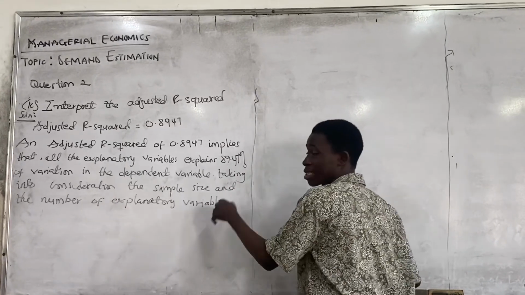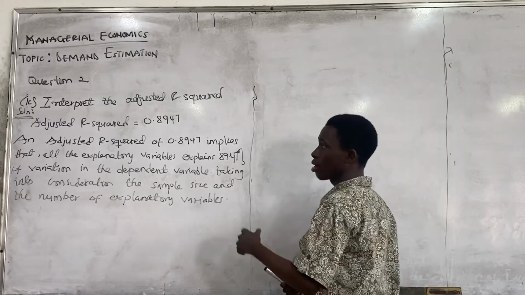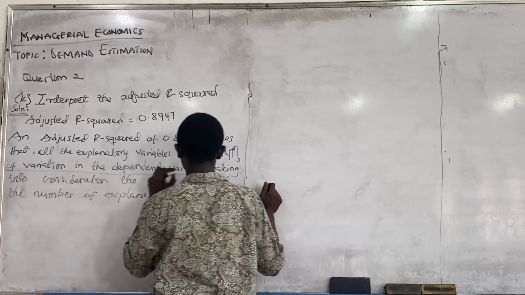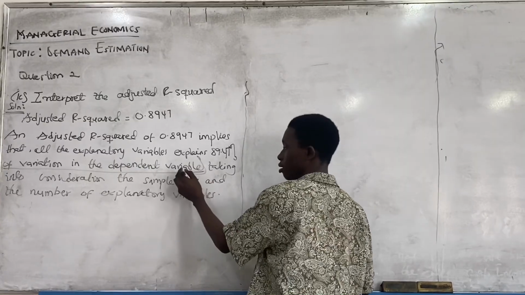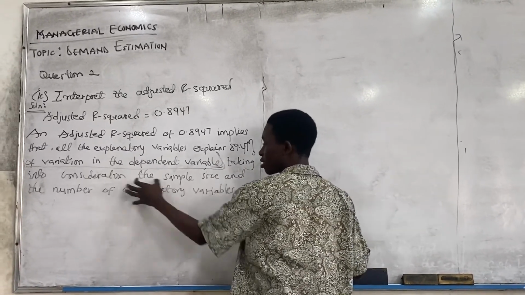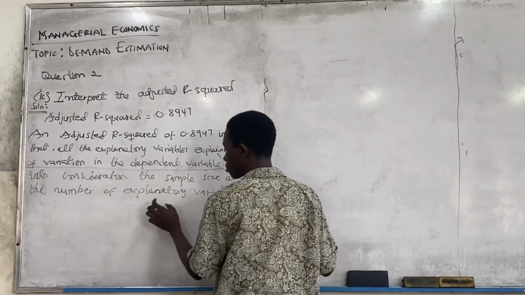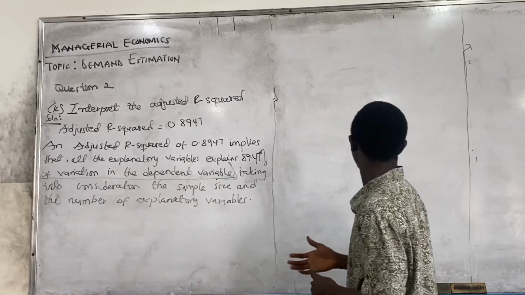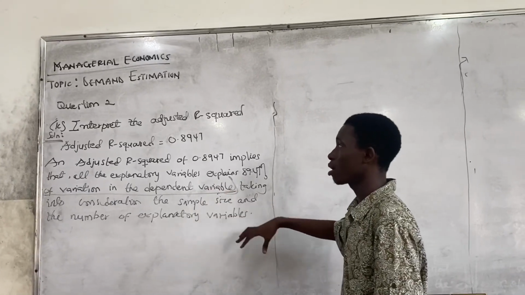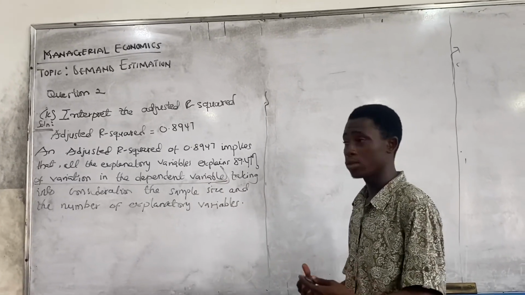We use this for adjusted R square. If it's R square, you end here. This side is R square. Adjusted R square, we are taking into consideration the sample size and the number of explanatory variables. So basically, this was an example of a demand estimation question we just solved. So we'll try and solve a different one, whereby we use the p values, in our next video.